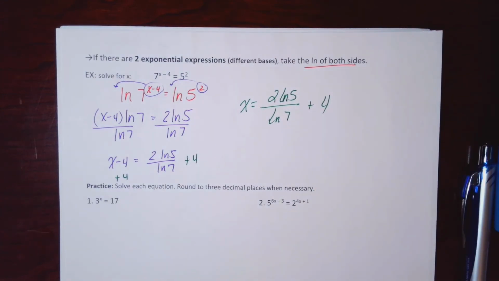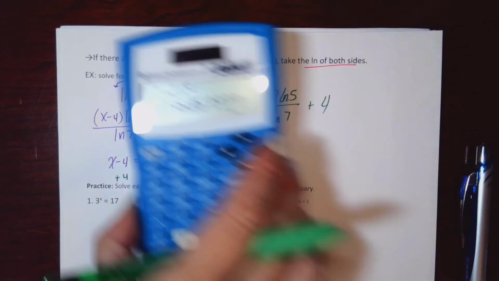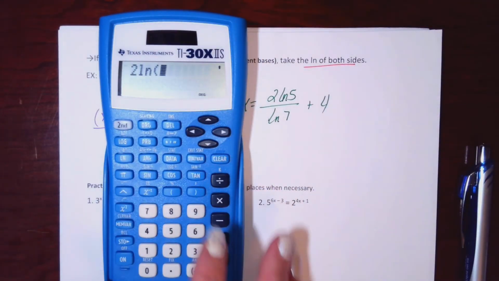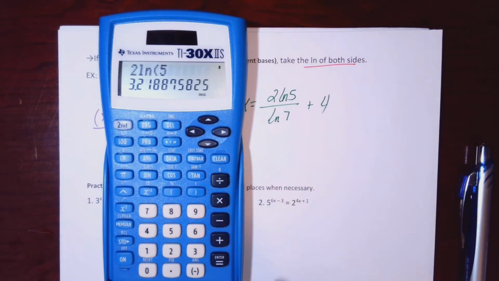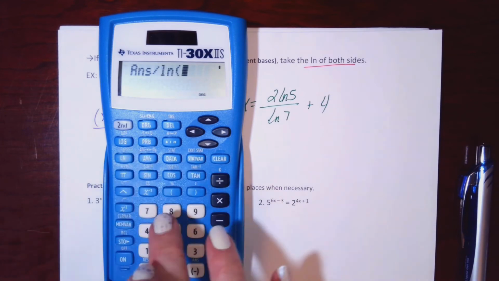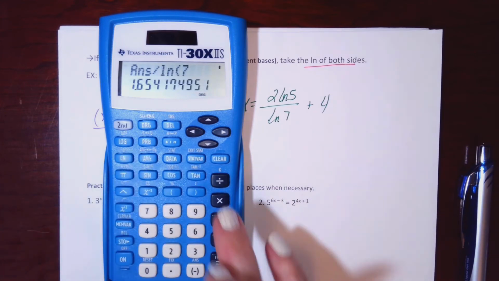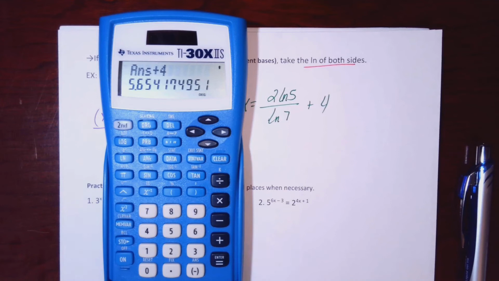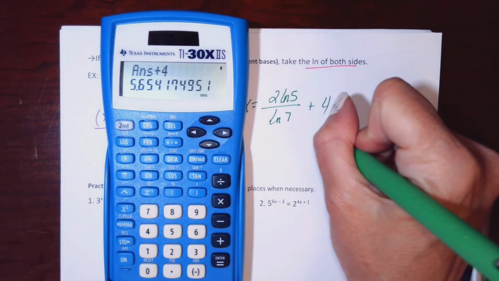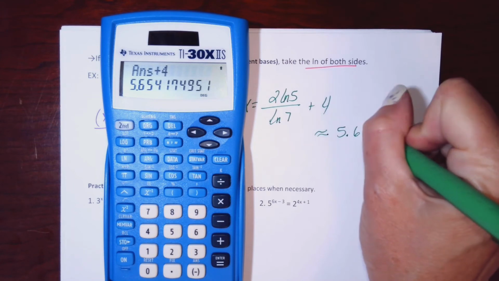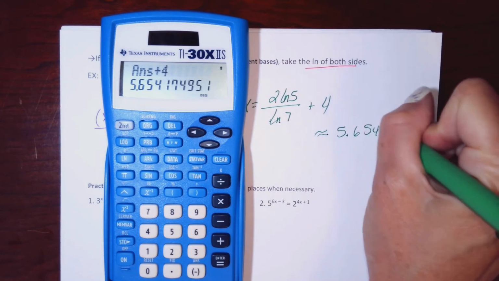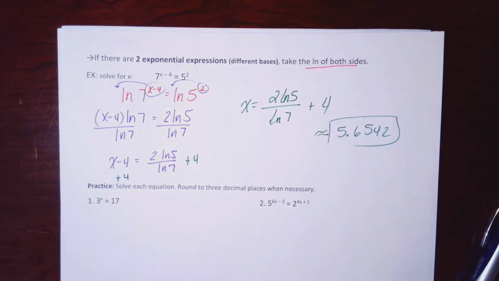When I plug that into my calculator, I need to make sure I use my order of operations well. 2 natural log 5 divided by natural log 7, and to that I add 4. So my result comes out, if we're still rounding to 4 decimal places, 5.6542 is my approximate answer.